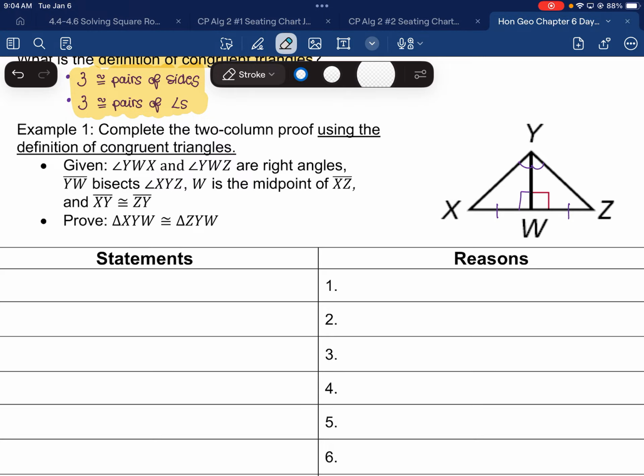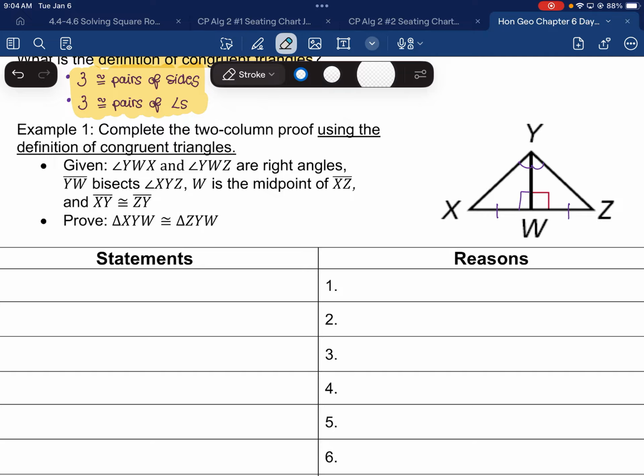Any thoughts on the reason for that? If you know this, how come you knew this? Definition of a segment. Not a segment bisector. Definition of a midpoint. Yeah, exactly. What does that mean? What does that help you mark? What does this information help you mark? 2 congruent segments. That's the definition.